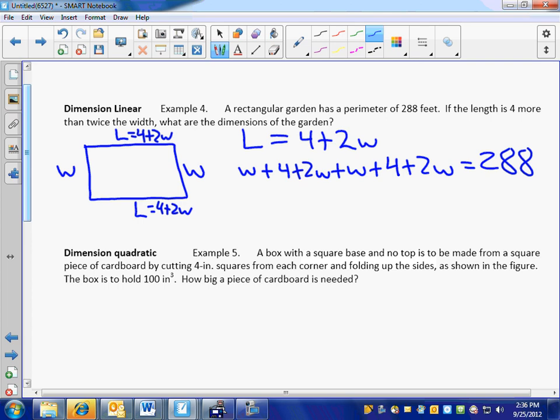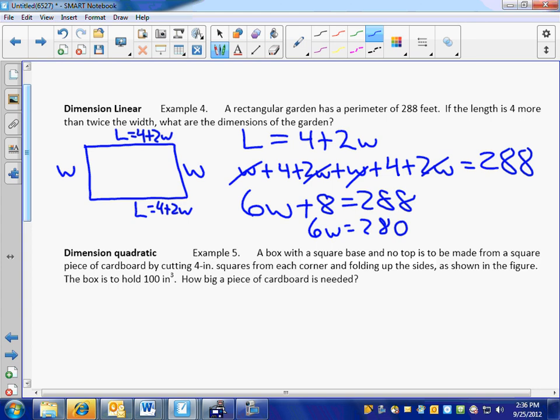All right. How many W's do we have? Not 5. We got 6. W plus 2W is 3W plus W is 4W plus 2W is 6W. Plus 8 is equal to 288. Subtract the 8. 6W is equal to 280. You divide both sides by 6. W is what?